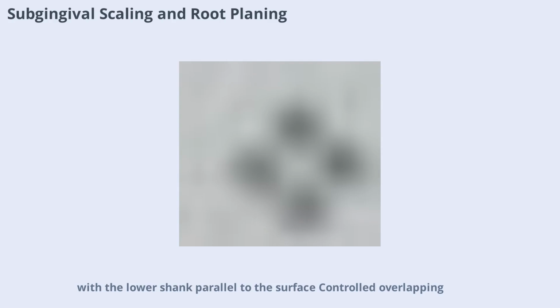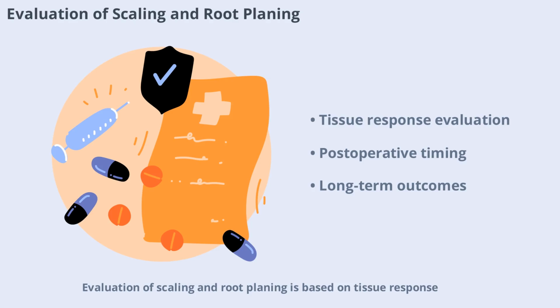Controlled, overlapping, short powerful strokes are used, followed by longer, lighter root planing strokes until the root surface is smooth and hard. Evaluation of scaling and root planing is based on tissue response, not just smoothness. Clinical evaluation should not be conducted earlier than 2 weeks post-operatively, as reepithelialization takes 1 to 2 weeks. Positive clinical response may take months, so longer periods of instrumentation or surgery may be required for persistent changes.